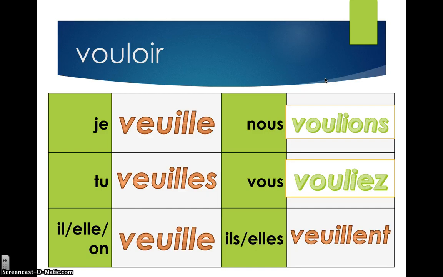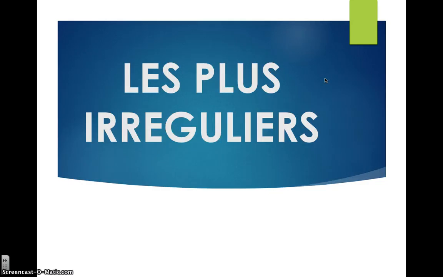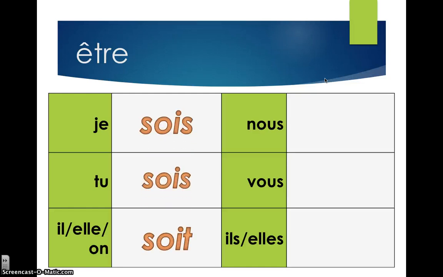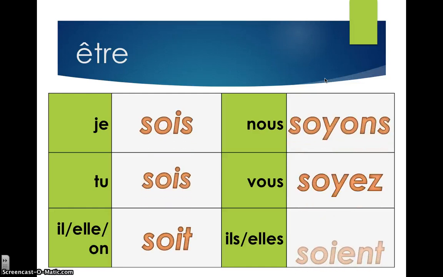But it gets even worse. The most irregular verbs, we've got être. Il faut que je sois, tu sois, il soit. Nous soyons, vous soyez, ils soient. That's être in the subjunctive.